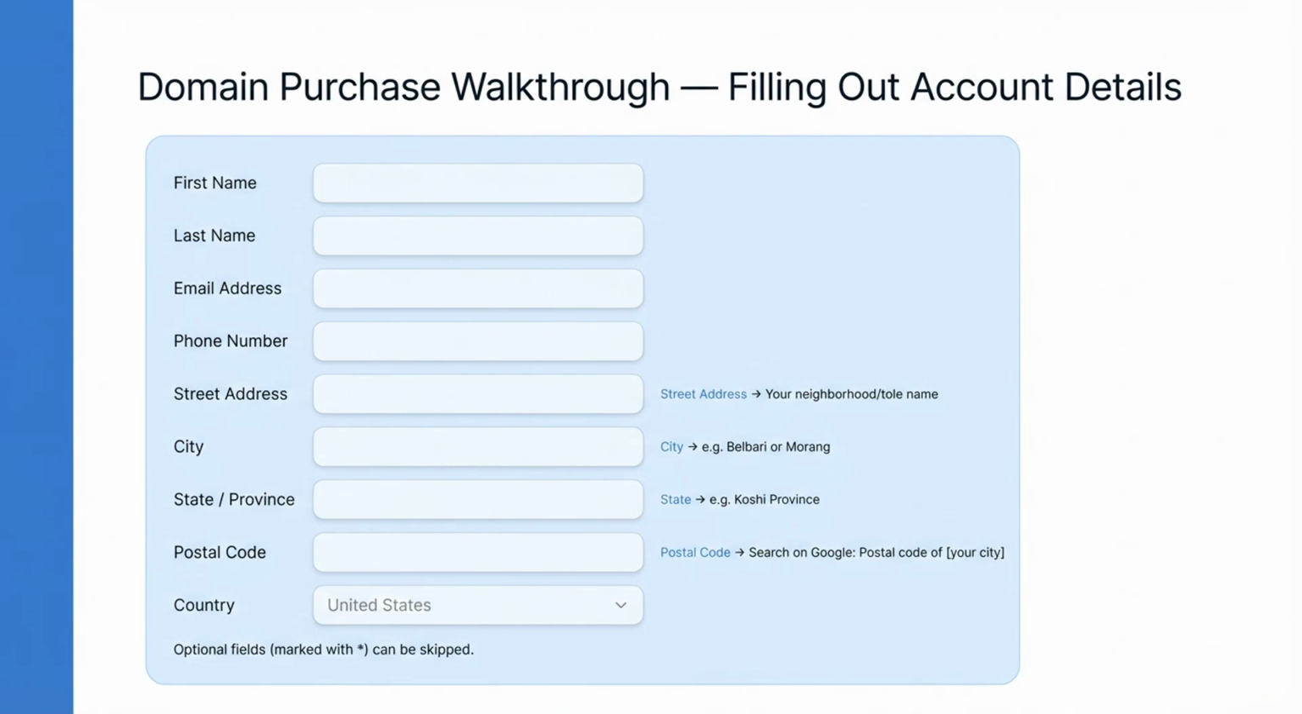When purchasing a domain, you'll need to fill out an account registration form. Don't be confused by fields like street address, just put your neighborhood or tole name there. For city, enter your actual city, like Belbari or Biratnagar. For state, enter your province name, like Koshi Province. And for the postal code, just do a quick Google search. Type postal code of Belbari, and you'll get it instantly. Optional fields marked with an asterisk can be left blank.